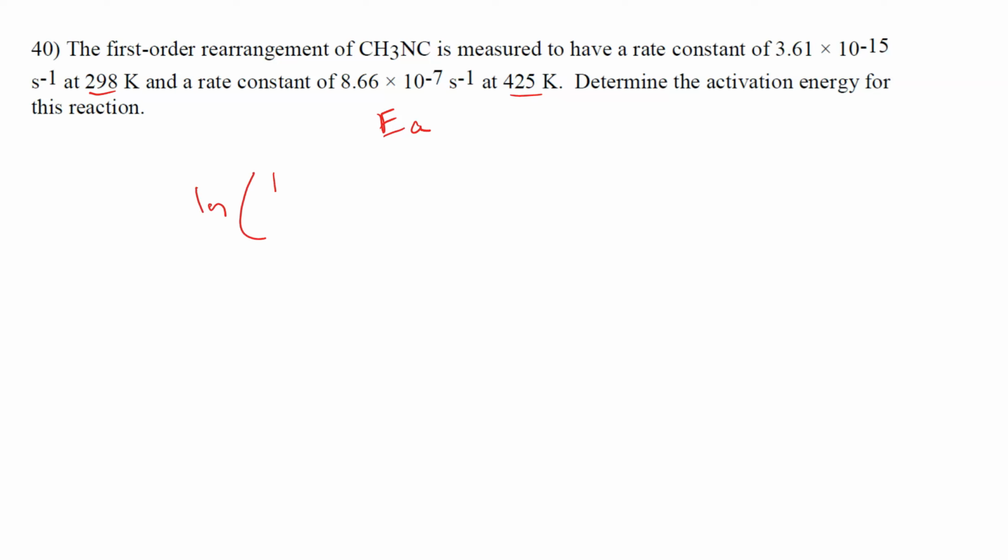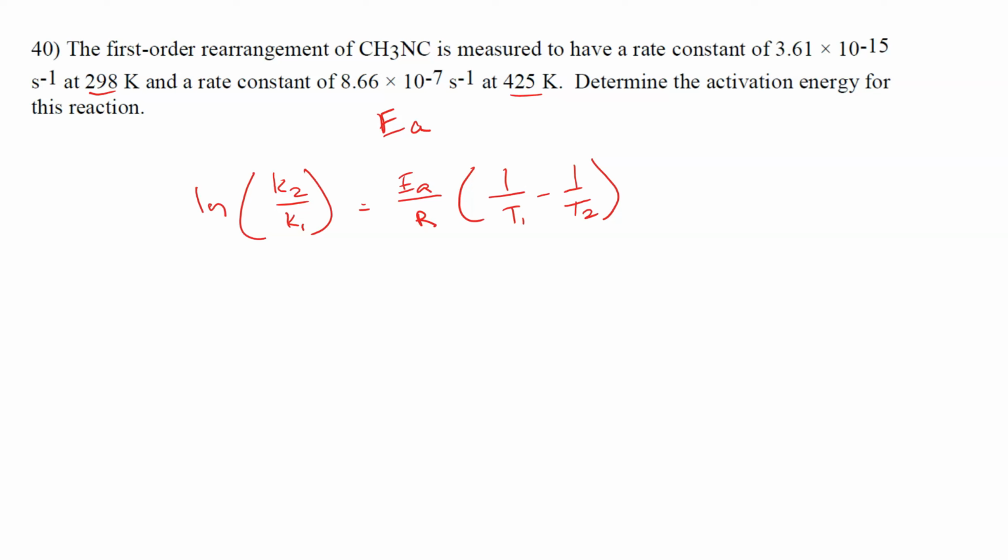Natural log of K2 over K1 equals activation energy over R times 1 over T1 minus 1 over T2. And R is our ideal gas constant of 8.314 joules per mole Kelvin.